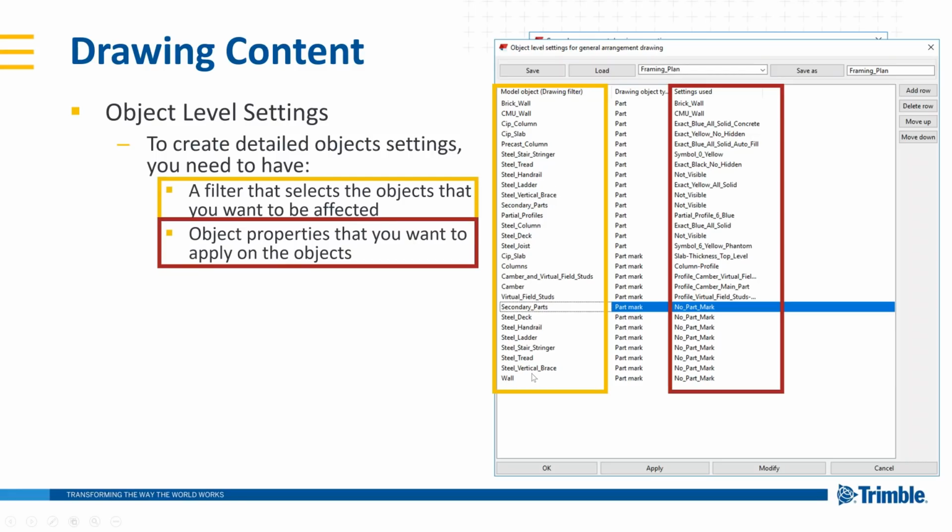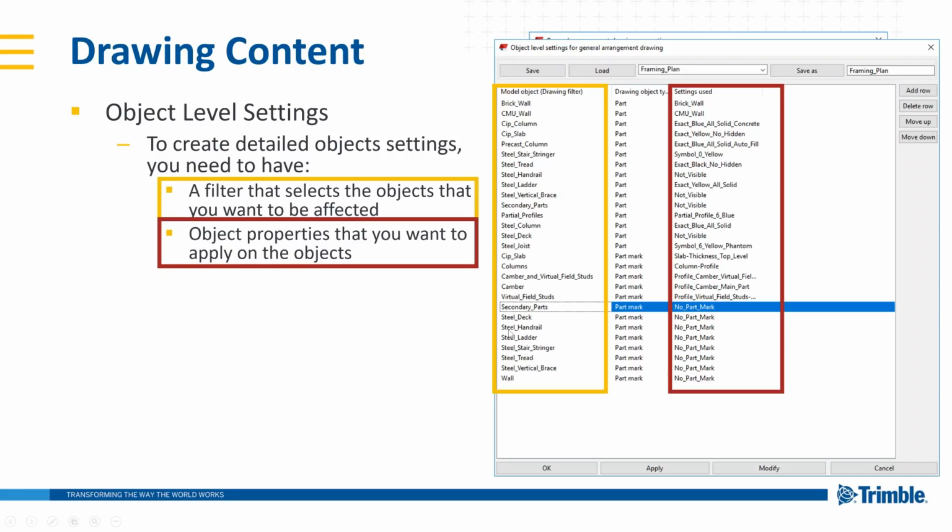and these object level settings should match yours. So what I'm doing here is I'm saying for a brick wall, I want the part to look like the settings that I've created called brick wall. For the CMU wall, I want them to look like the CMU wall settings. Likewise, if I scroll down, you can see I've got different object types in the center. And then I go on to part marks. For CIP slabs, cast in place slabs, I want to use the part mark that shows the slab thickness and the top level.